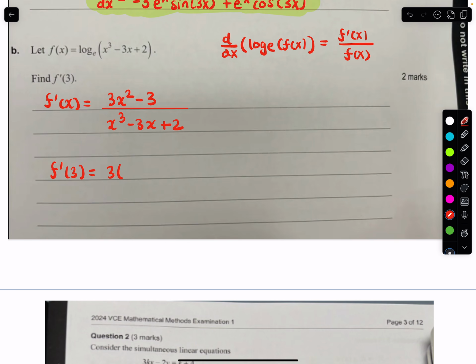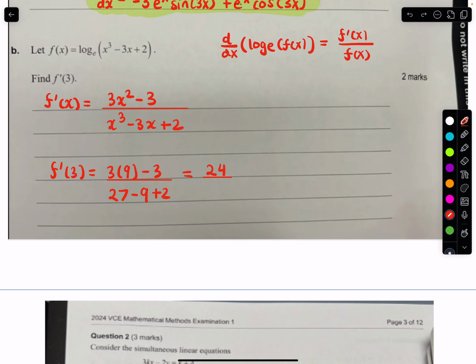So 3 squared is 9, minus 3, all over 3 to the power of 3, which is 27. So 3 times 3 is 9, 18, 27. 27 minus 3 is 24, all being divided by 27 plus 2, which is 29. Yep, 29. So wait, 29 minus 9 is 20.